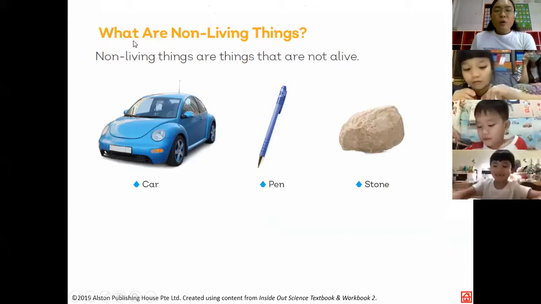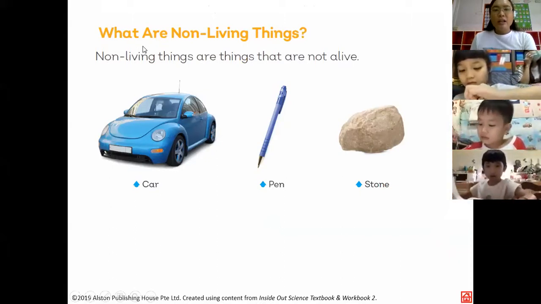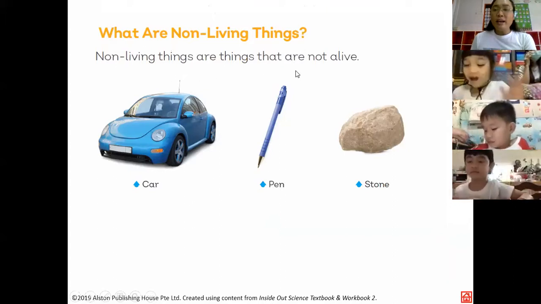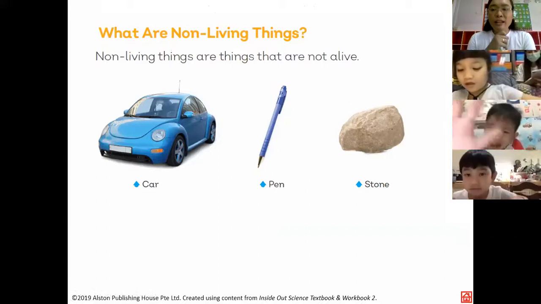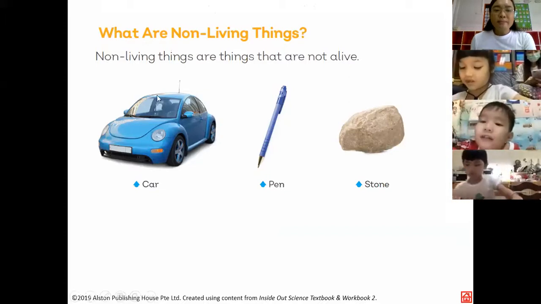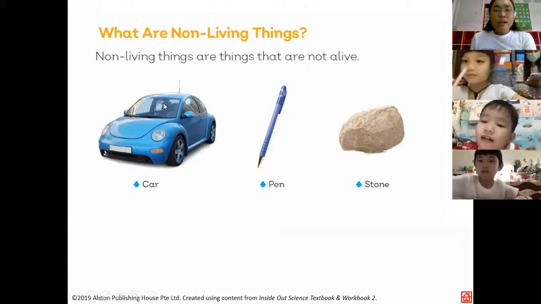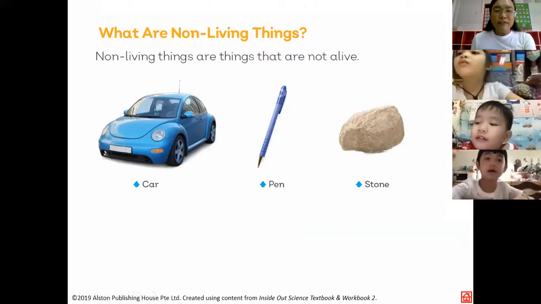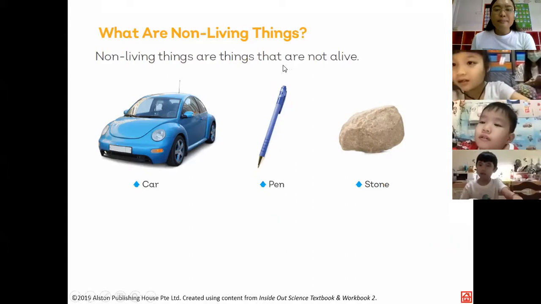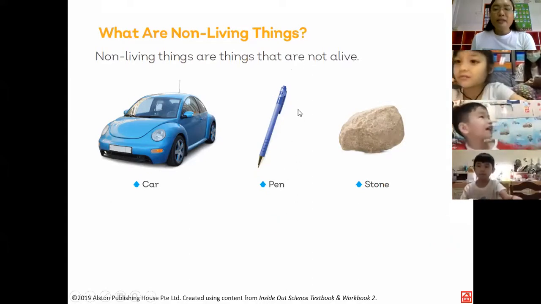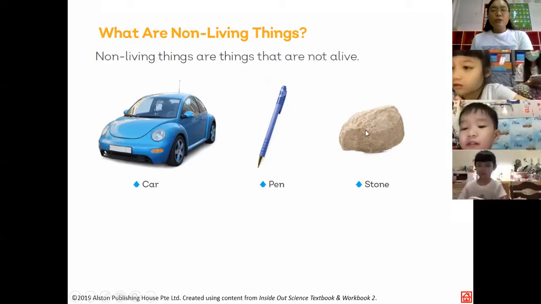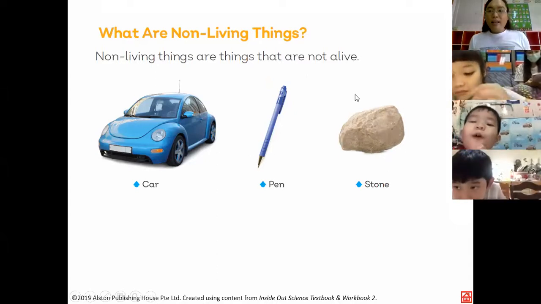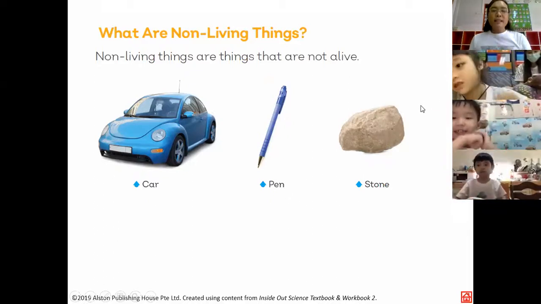All right, so here, what are non-living things? Non-living things are things that are not alive. So they don't have life. Example of non-living things. What is this? Car. Car is one of the examples. And what about this one? Pen. Very good. And what about this one? Stone. Very good. So car, pen, and stone. These are examples of non-living things.